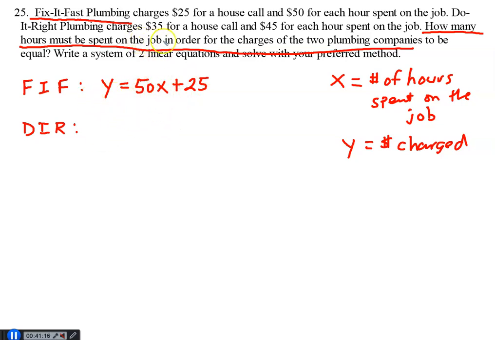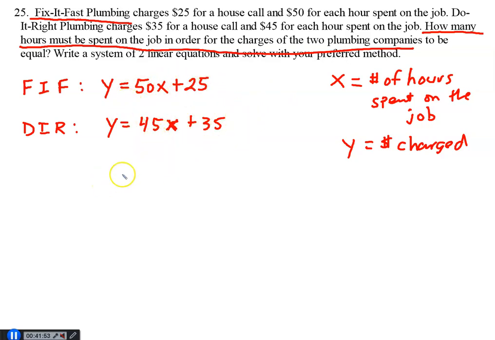Do it right, their charge is a little bit different. They're going to charge you $35 for the house call and then $45 for each hour spent. So it's a little bit less per hour, but it's a little bit more for the house call. So we've got the system. The last sentence says write a system of two linear equations. We've done that. And now solve with your preferred method. That means you can use either substitution or elimination. I mean, theoretically, you could use the graphing method, but not many people like to graph.